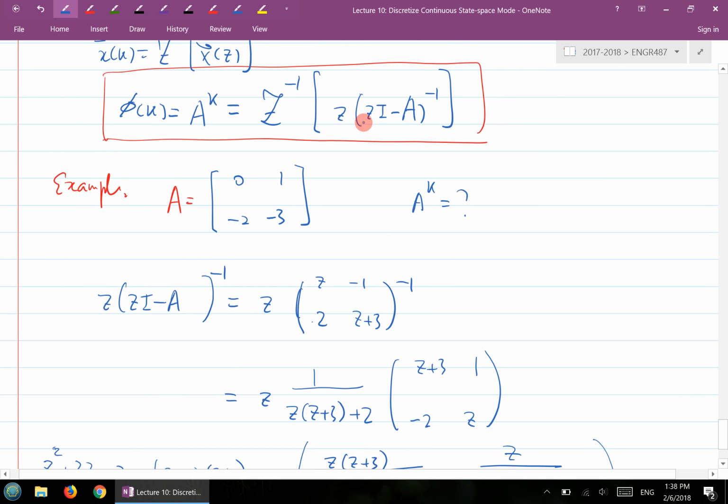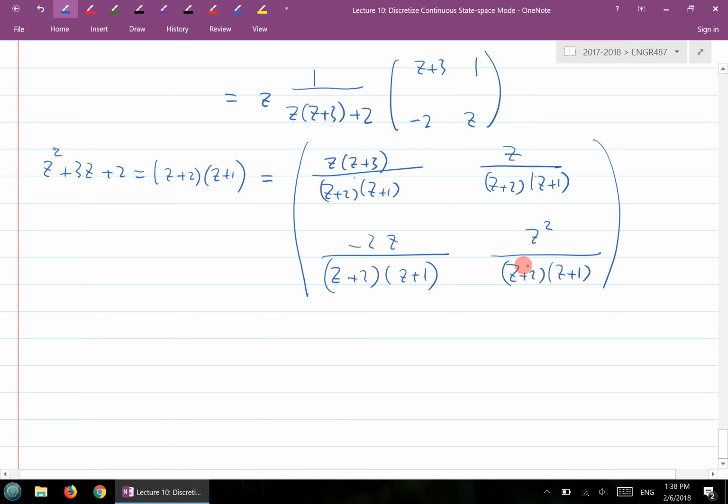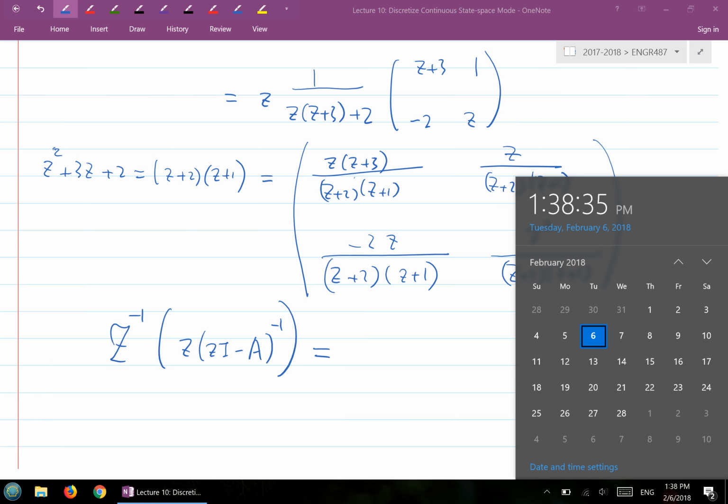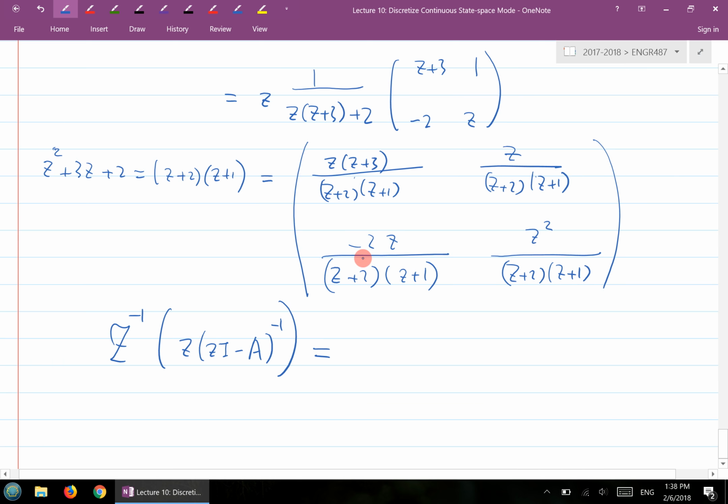Now what we're trying to do is take the inverse Z transform for each one of these. It's actually not too bad. So taking the inverse Z transform of this, assignment number 1: what do you do with each one of these? You have to divide each one by Z first, and then take the partial fraction expansion for each one.